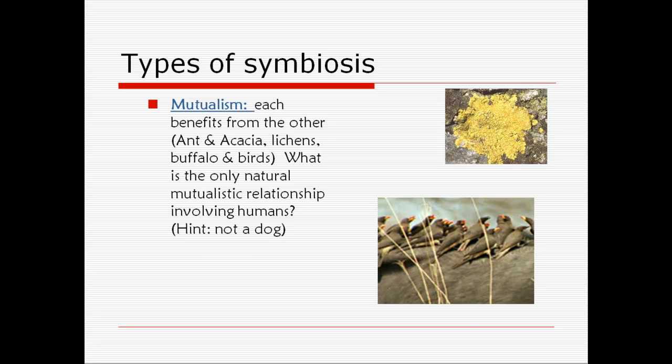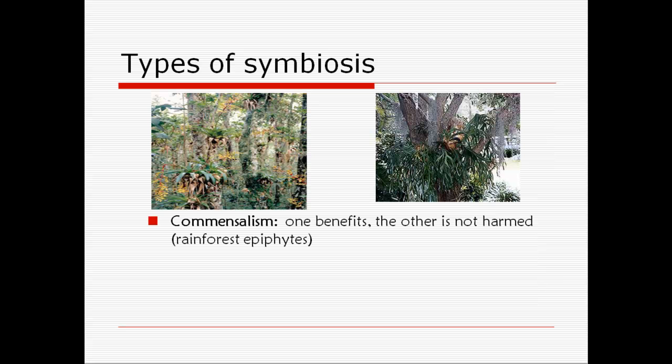Try and think of this one. What's the only natural mutualistic relationship involving humans? And it's not a dog. Dogs were domesticated, so therefore it's not natural. So what is the only natural mutualistic relationship? And it is internal. Think of what goes on inside your body. I can answer that one in class. If you can't think of it, try not to Google it.